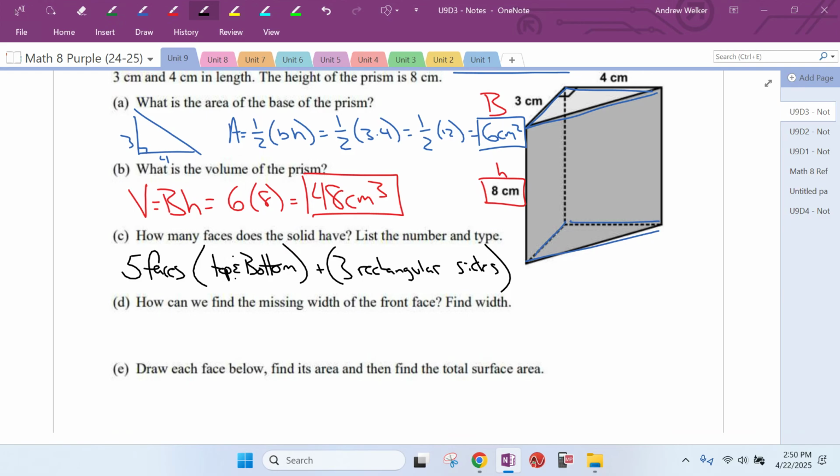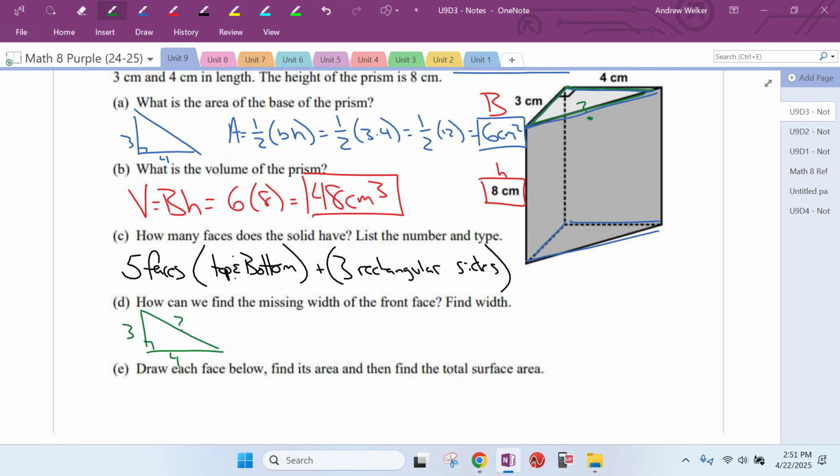How can we find the missing width of the front face? So basically what they're saying here is, I know enough about the right triangle to find the missing side. I don't know this side of my right triangle, and I'd like to find it. So I'm going to let you think about that for a second. They're saying, I know the 3, I know the 4. Can I find the length of that third side? And I think some of you have probably already come up with it.